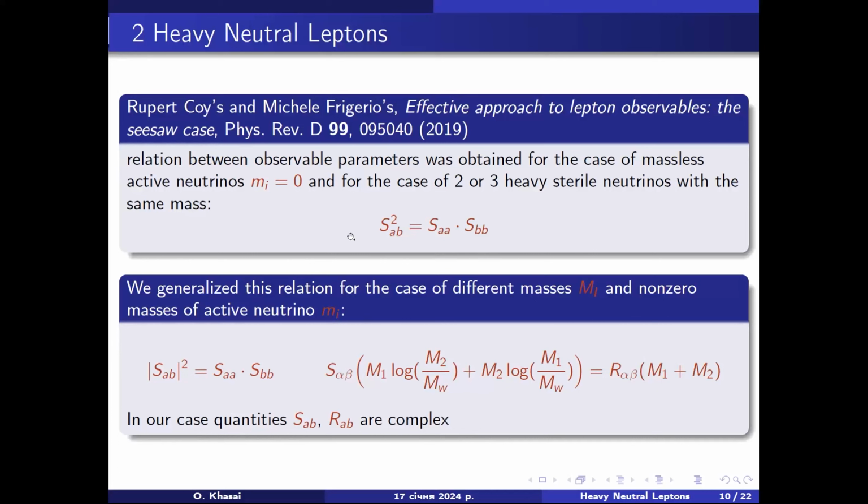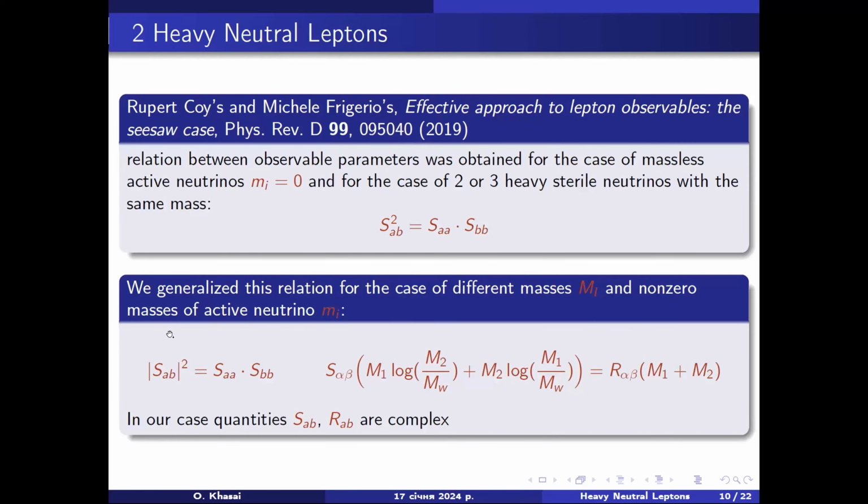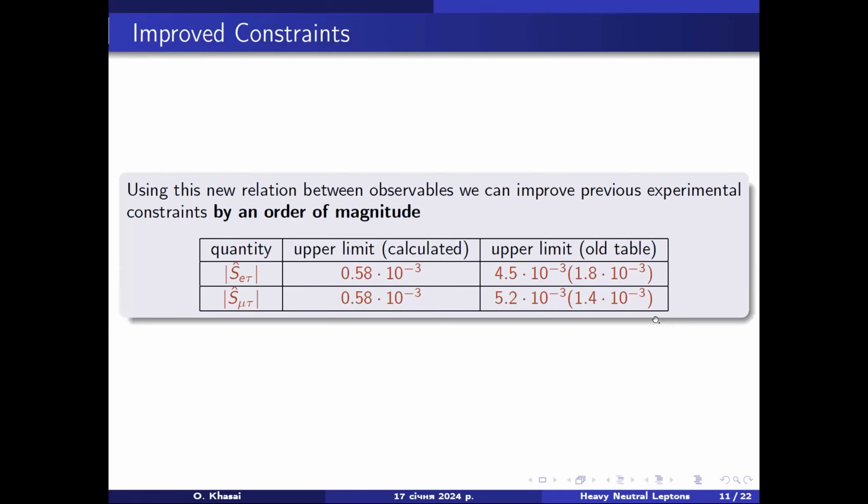Similar relations as written above have been obtained in the work of Cohen and Frigerio, mentioned here, but in their model, they had active neutrinos with zero masses. And I would also like to note that in their model, all the quantities S alpha beta and R alpha beta are real. But in our work, we showed that these quantities are generally complex with non-trivial complex phases. Using these relations which we obtained, we were able to improve certain experimental constraints on the observables as presented on the slide.